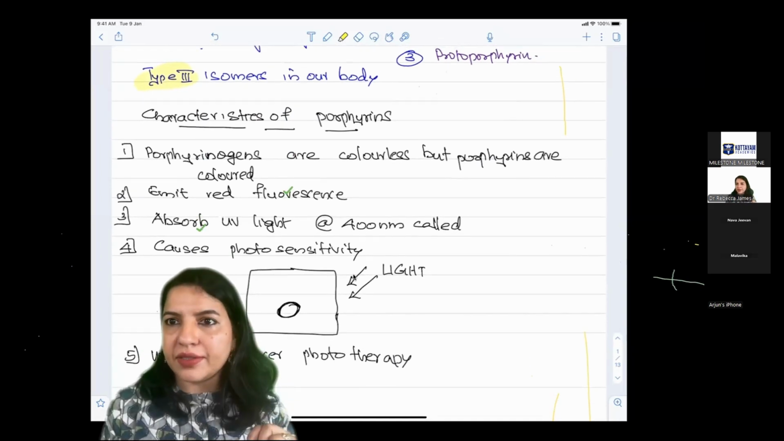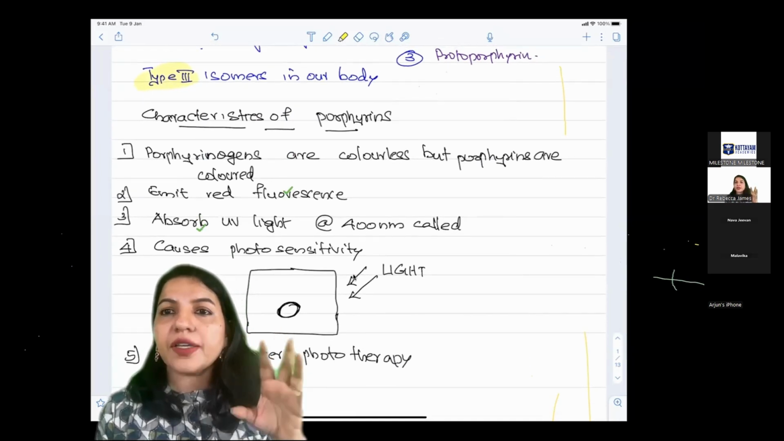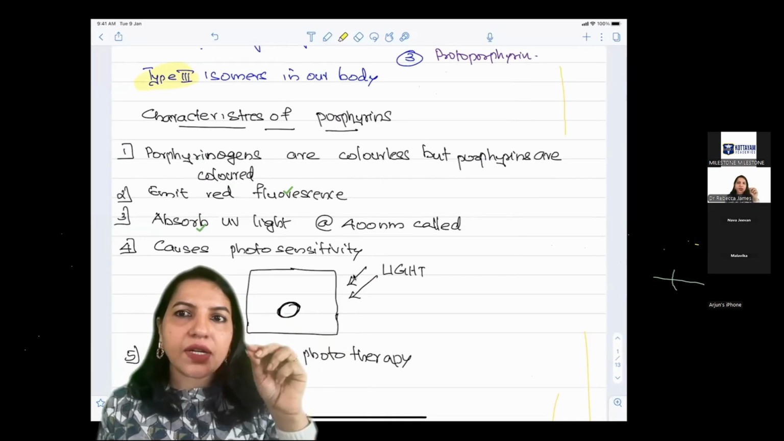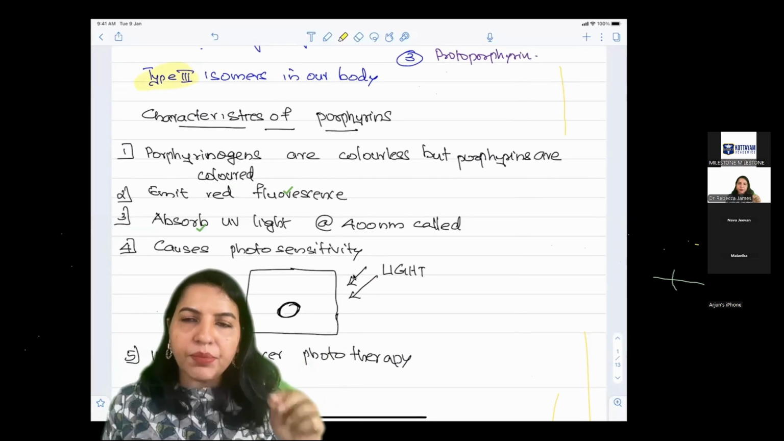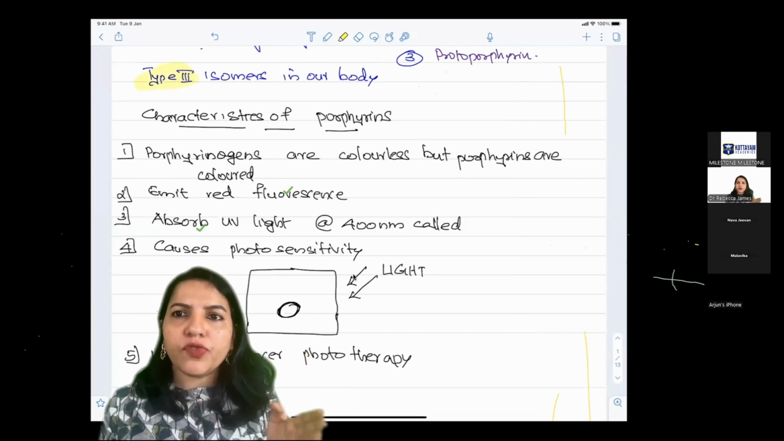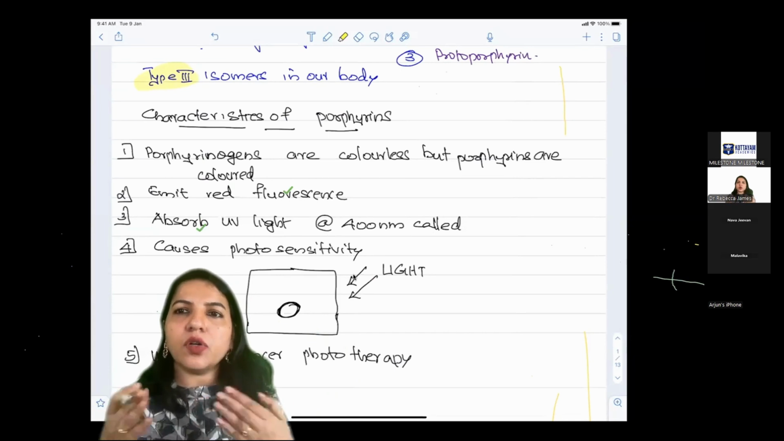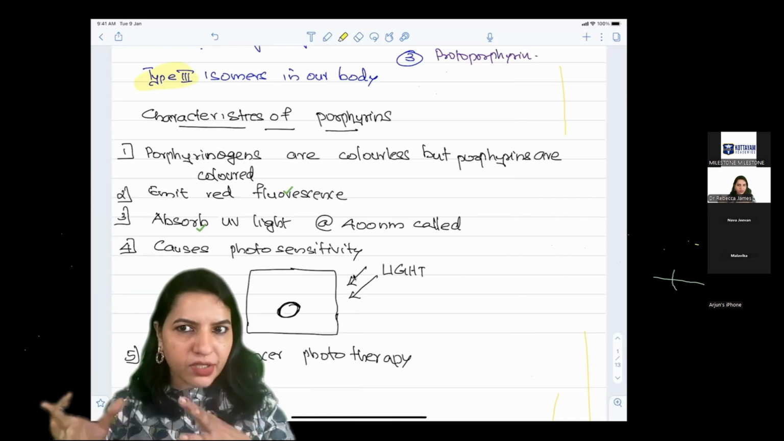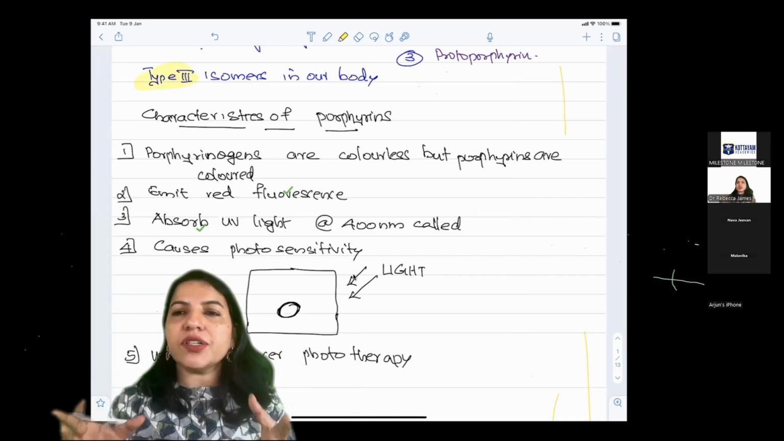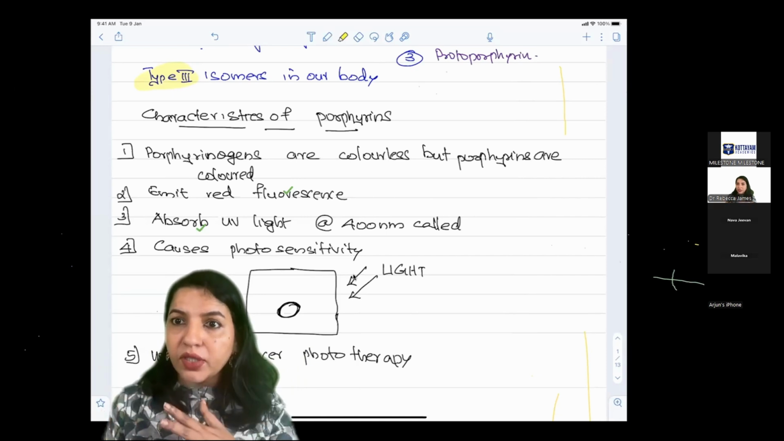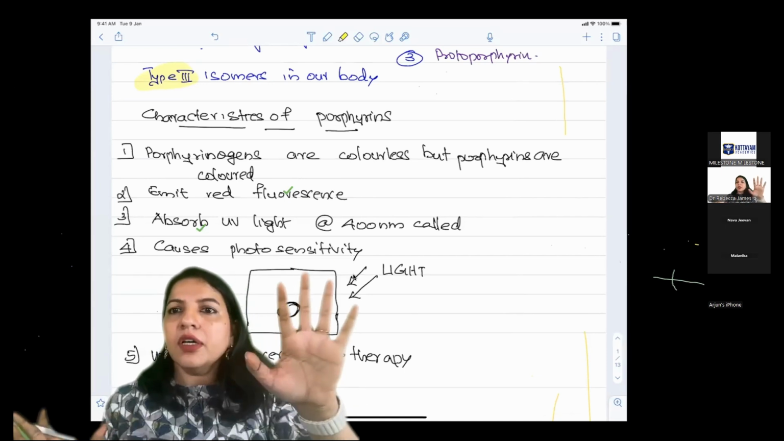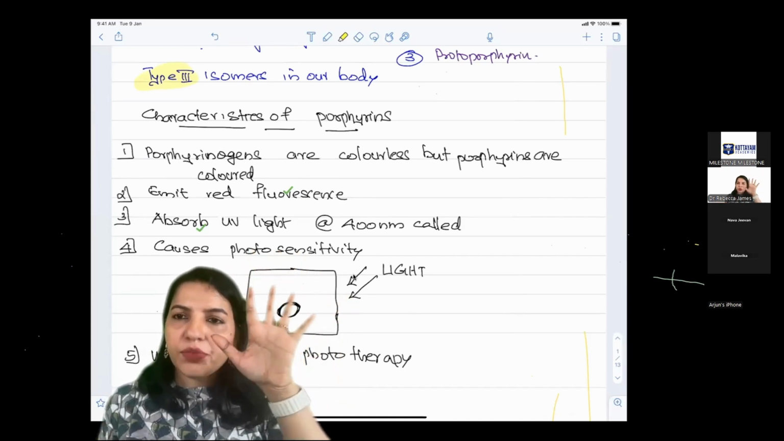Why we are learning these characteristics? Because we want to identify a case of porphyria. So if we want to identify a case of porphyria, we should be knowing what are the characteristics of porphyria. That is why we are learning characteristics of porphyria. Number one, porphyrinogen. Porphyrinogen means, just understand that's a precursor. Precursors you have learned, right? So porphyrinogen is a precursor. Porphyrin is the active form. So porphyrins are generally colored compounds, whereas the precursor form is colorless. Okay, so a precursor is colorless, but the active form is the colored compound.